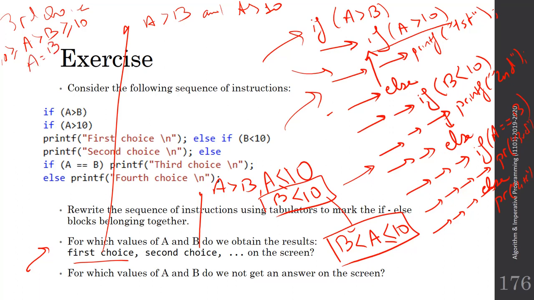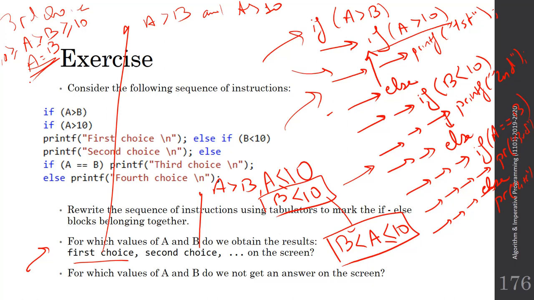So how could it be 10? Here we have equality and here we have inequality, so how could 10 be greater than 10? It's impossible. We have A is greater than B and A is equal to B, so we have a contradiction, and in fact there are no values for A and B for which we can see the third choice on the screen.